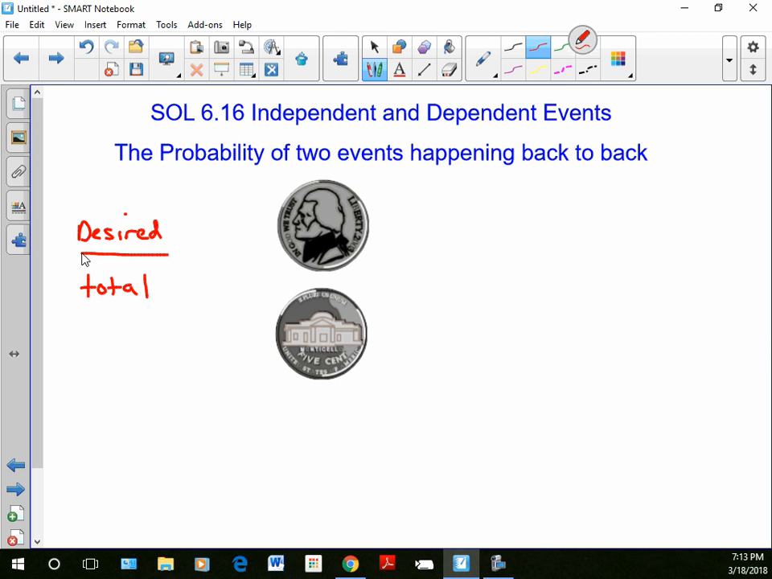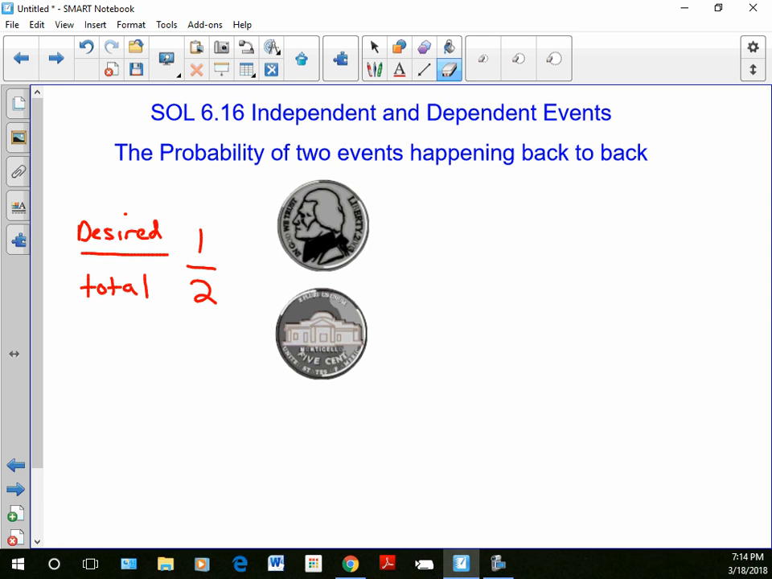So, if I wanted to flip a coin and land on heads, well, how many sides are on the coin? There's a heads and there's a tails. The total outcomes for a coin are 2. If I want heads, there's only one of these 2 that is a head. So, it would be 1 out of 2, a 50% chance that it would land on heads.